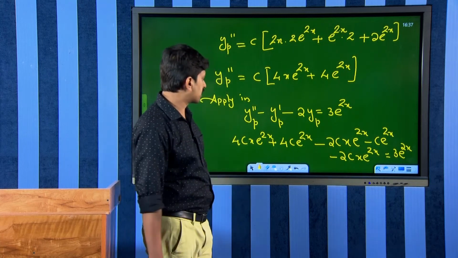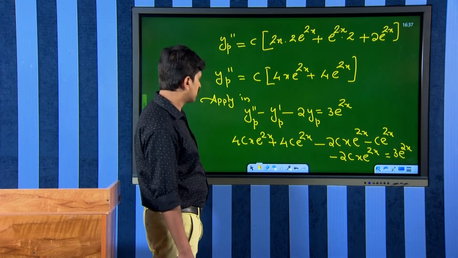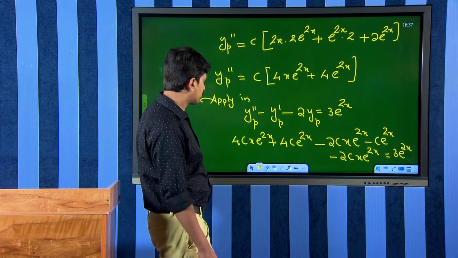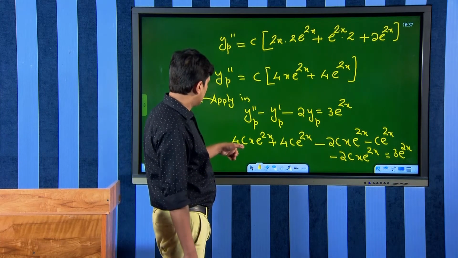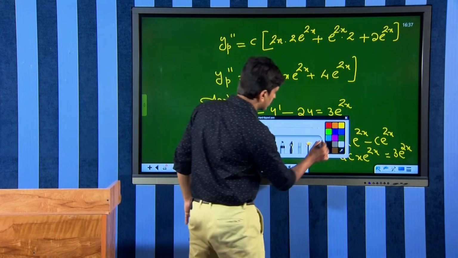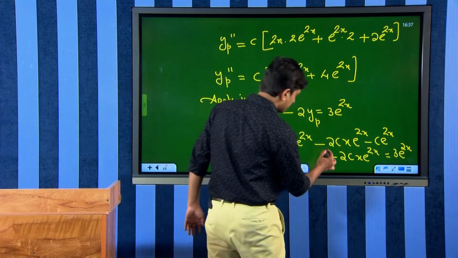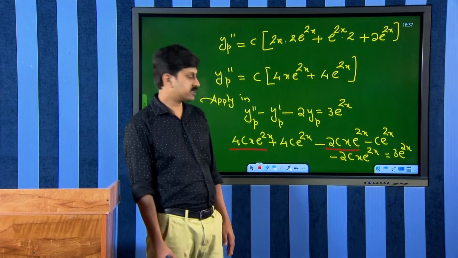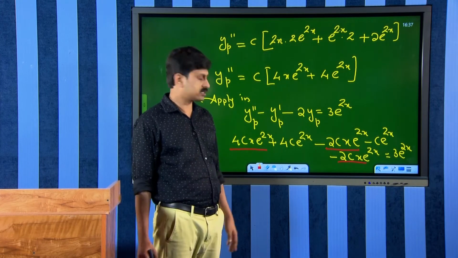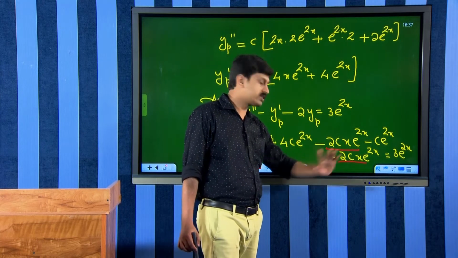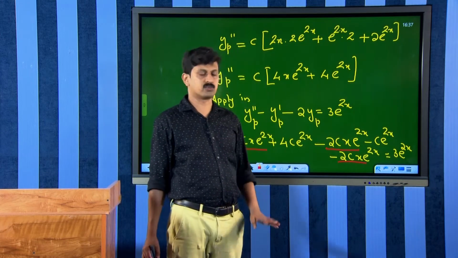Okay, so the RHS is 3 e raised to 2x. Dear students, we can consider the terms: we will have 4 c x e raised to 2x, minus 2 c x e raised to 2x, minus 2 c x e raised to 2x, plus 4 c x e raised to 2x, minus 4 c x e raised to 2x.